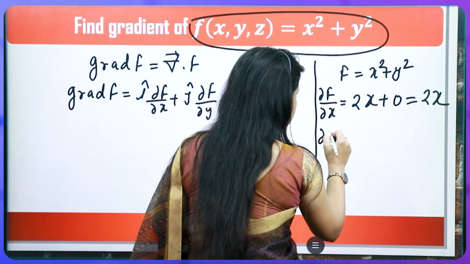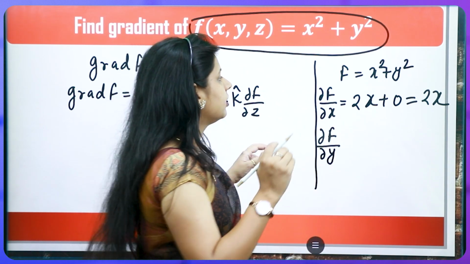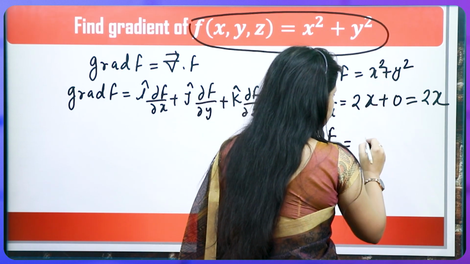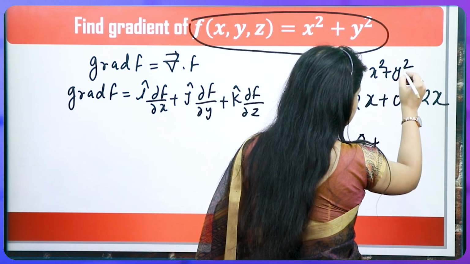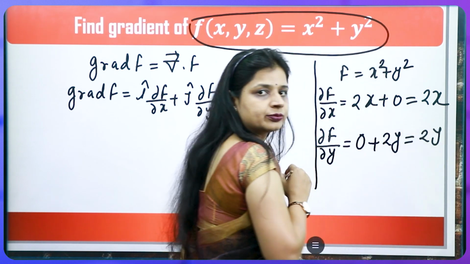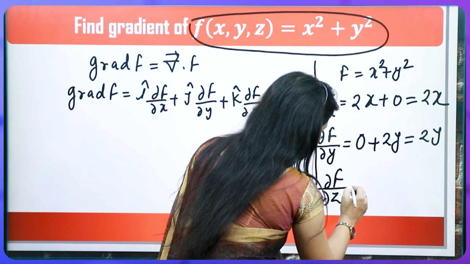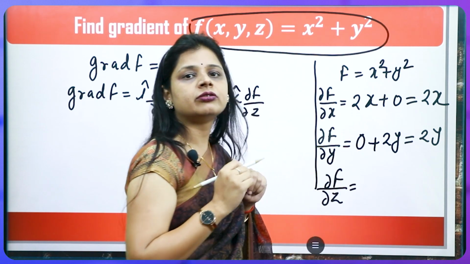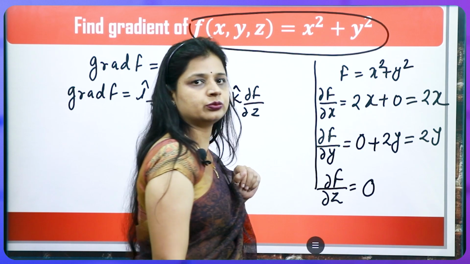Now, we will differentiate this function f partially with respect to y. When we differentiate partially with respect to y, this x square will be treated like a constant, that is its differentiation is 0, and partial differentiation of y square will give 2y. So, this term is 2y. Next, we will find the partial differentiation of f with respect to z. So, x and y both will be treated like constants, therefore, del f by del z is 0.